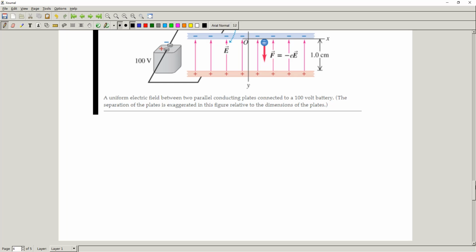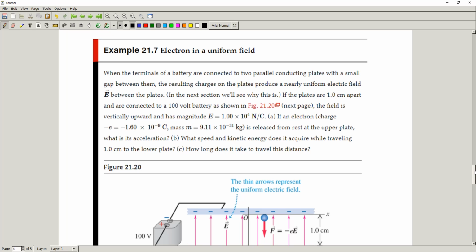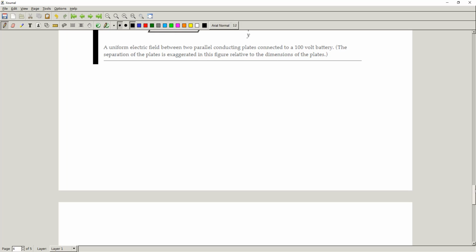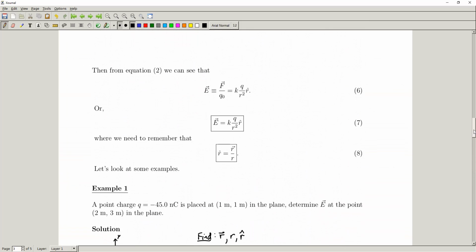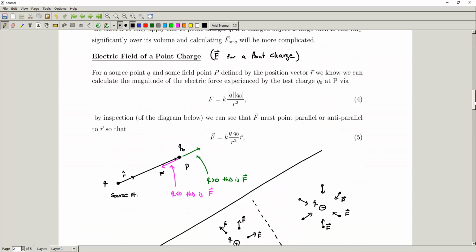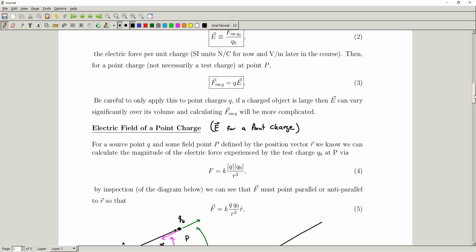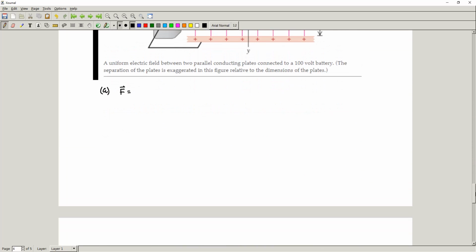Okay, so what are we looking at here? Well, we're looking for an acceleration, right? That's the first thing that we want to find. In part A, if it's released, what is its acceleration? So part A, we're looking for the acceleration. Let's start off with the expression that we wrote down for the electric force experienced by a charge in an electric field. This was the equation that we wrote down up here. What was it? It was equation 3 here, right? Okay, so we'll write down equation 3, F equals qE.